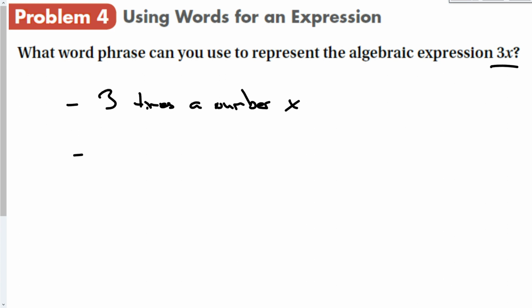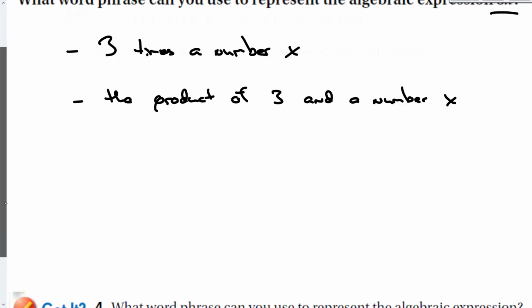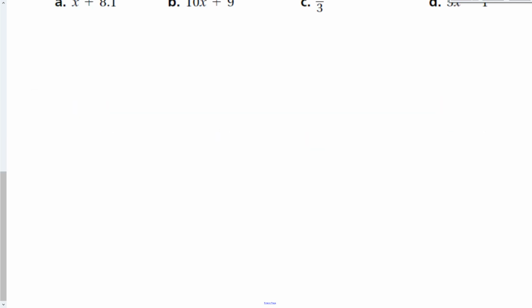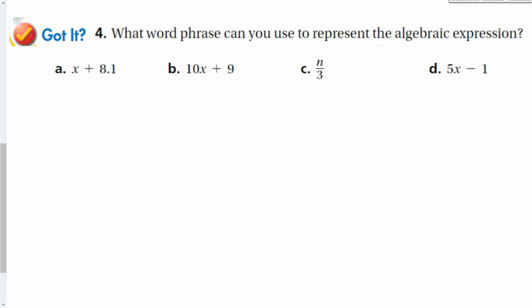Another way to do it is the product of 3 and a number x. So two different sentences, both mean the same thing. Let's look at a few more. So for my got it problems, I don't have a lot of room, but what word or phrase can we use to represent these expressions?